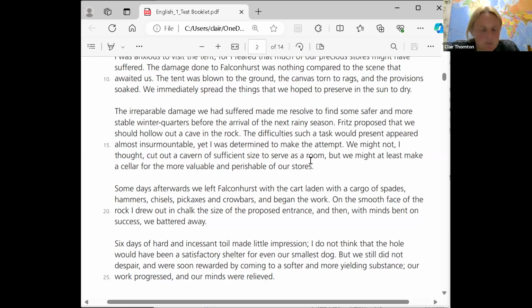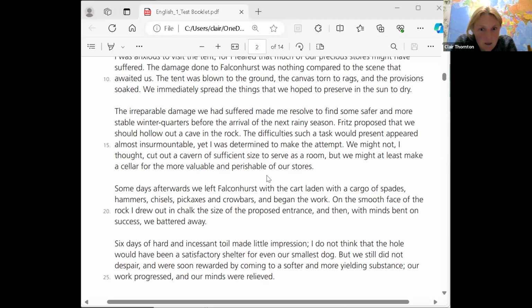To find some safer and more stable winter quarters before the arrival of the next rainy season. Now, remember, he's looking at the irreparable damage they had suffered, and above it gives you details of the irreparable damage they had suffered in their home. So therefore, it made him resolve to find some safer and more stable winter quarters. Okay, what is meant by quarters? Well, if you look at what they could be, he's talking about where they lived. So sections would refer almost like if you're cutting something into quarters, which wouldn't really make sense.